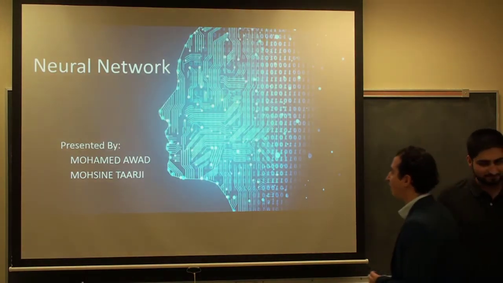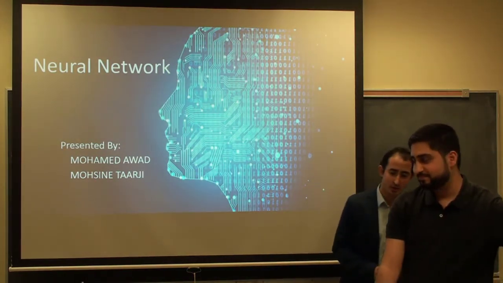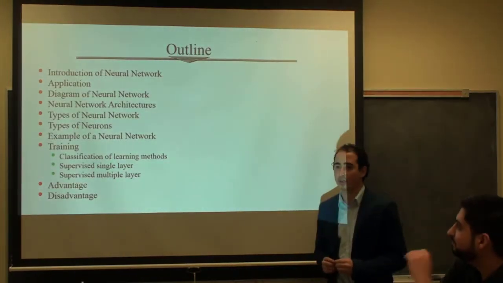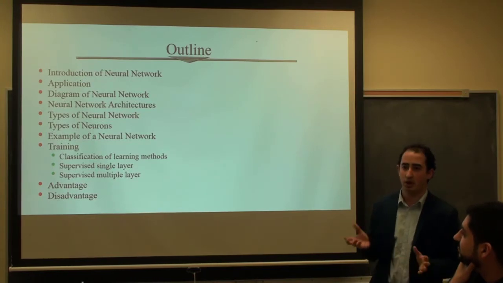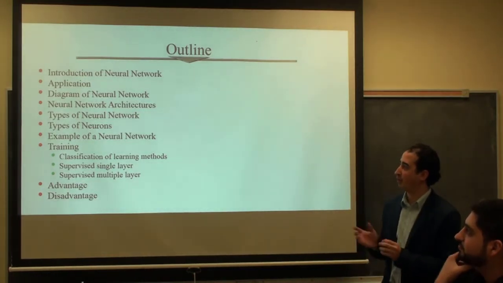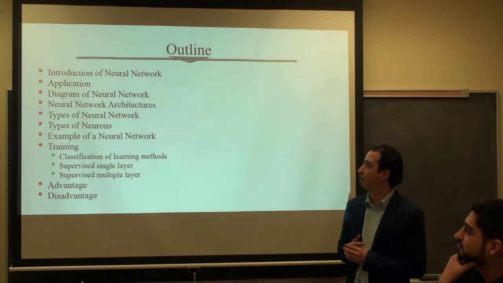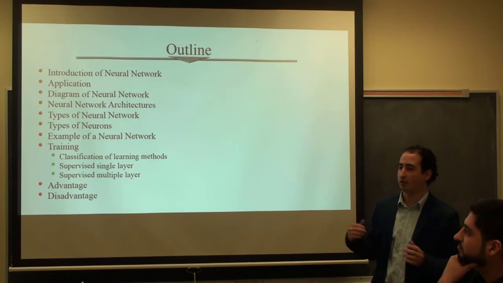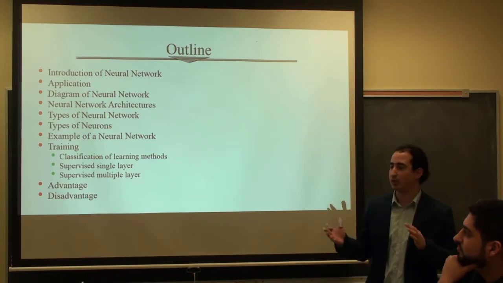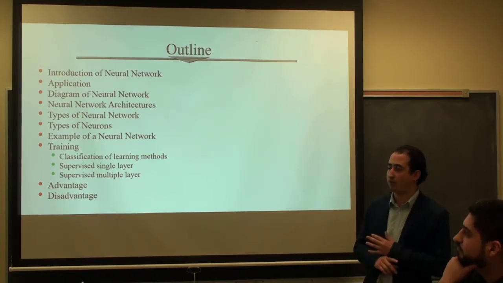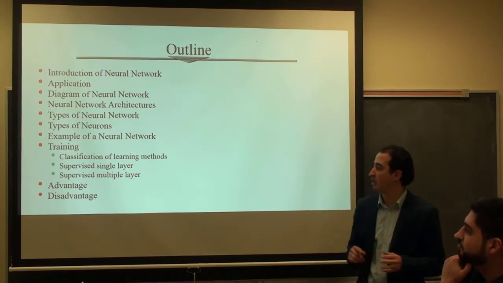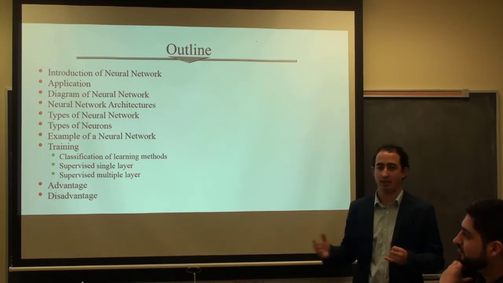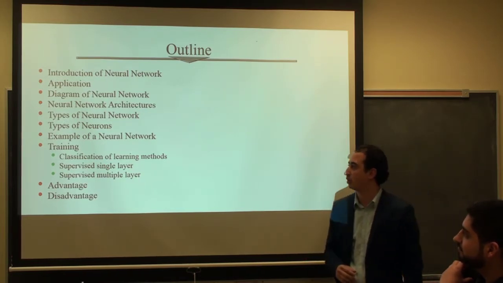So today our presentation is going to be an introduction to neural networks. Our outline: we're going to start with an introduction of neural networks. We're going to do a small application to show how neural networks work. Then we're going to go over a diagram of neural network architecture, types of neural networks, types of neurons, and examples of neural networks. Then we're going to go to the training, how we train the neural network. First the classification of learning methods: supervised single layer, supervised multiple layer. Then we're going to see the advantages and disadvantages of a neural network.